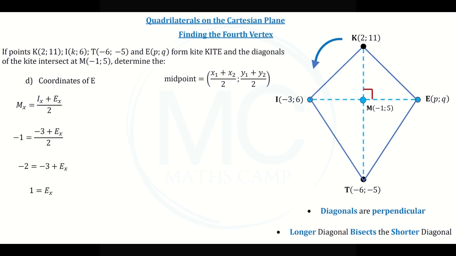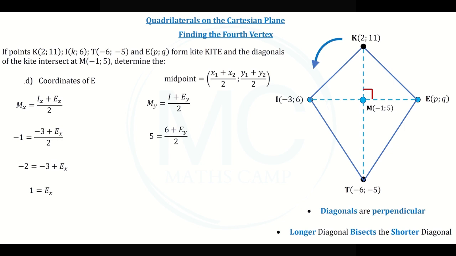Now that we have the x-coordinate, let's find the y-coordinate. So we can say the y-coordinate of M is equal to the y-coordinate of I plus the y-coordinate of E, all over 2. The y-coordinate of M is 5, and we make this equal to the y-coordinate of I, which is 6, plus the y-coordinate of E, let's leave it as ey, all over 2.